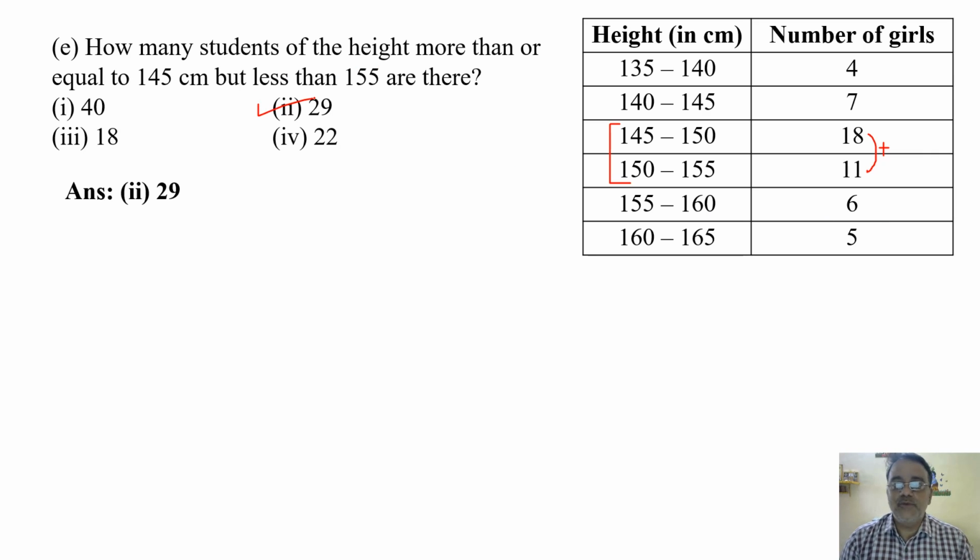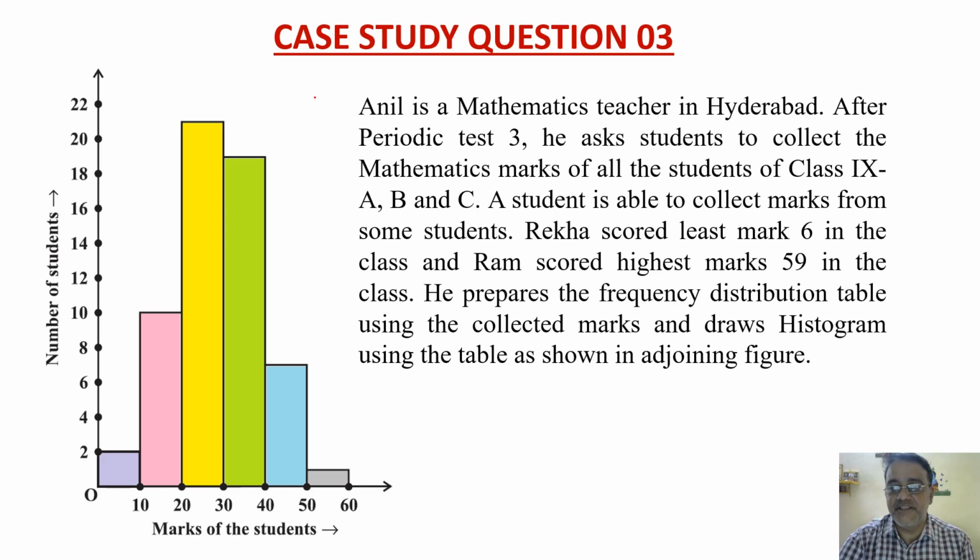Right. So now we are moving toward the next case study question. Anil is a mathematics teacher in Hyderabad. After periodic test 3, he asks students to collect the mathematics marks of all the students of class 9th A, B and C. A student is able to collect marks from some students. Rekha scored least mark 6 in the class. Ram scored highest marks 59 in the class. He prepares the frequency distribution table using the collected marks and draws a histogram using the table as shown in the adjoining figure. So based on this histogram, now we are going to solve some questions.